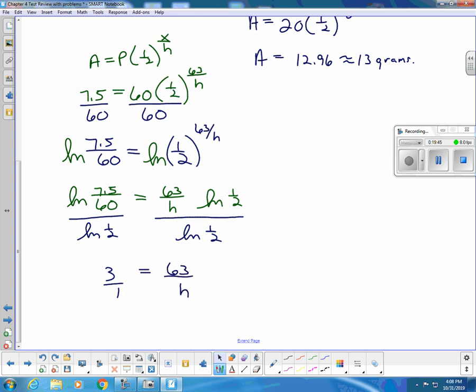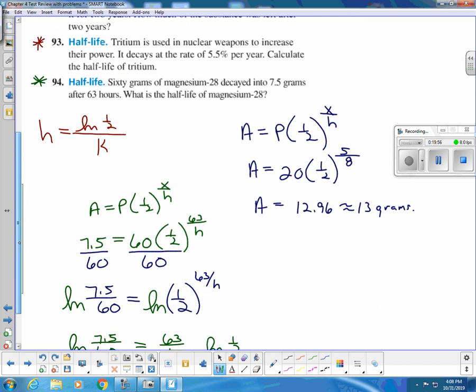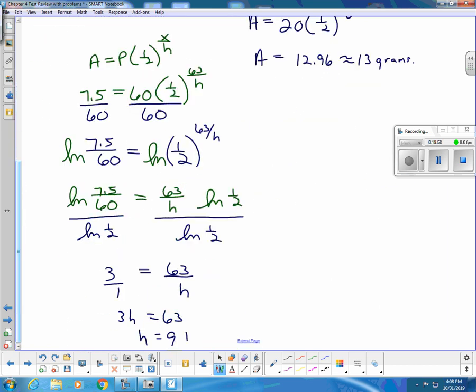H is on the bottom, so we're going to cross multiply here. And I get H is 9. 9 hours. So every 9 hours, it decays to half. That looks about right. Okay.